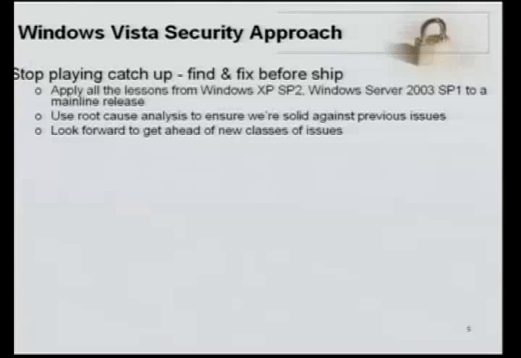The attacks will always get better. So we also look forward at what we thought were emerging areas of threats and what we thought would be the types of attacks people would do against the new features in Vista, and try to make sure we were solid against those things.